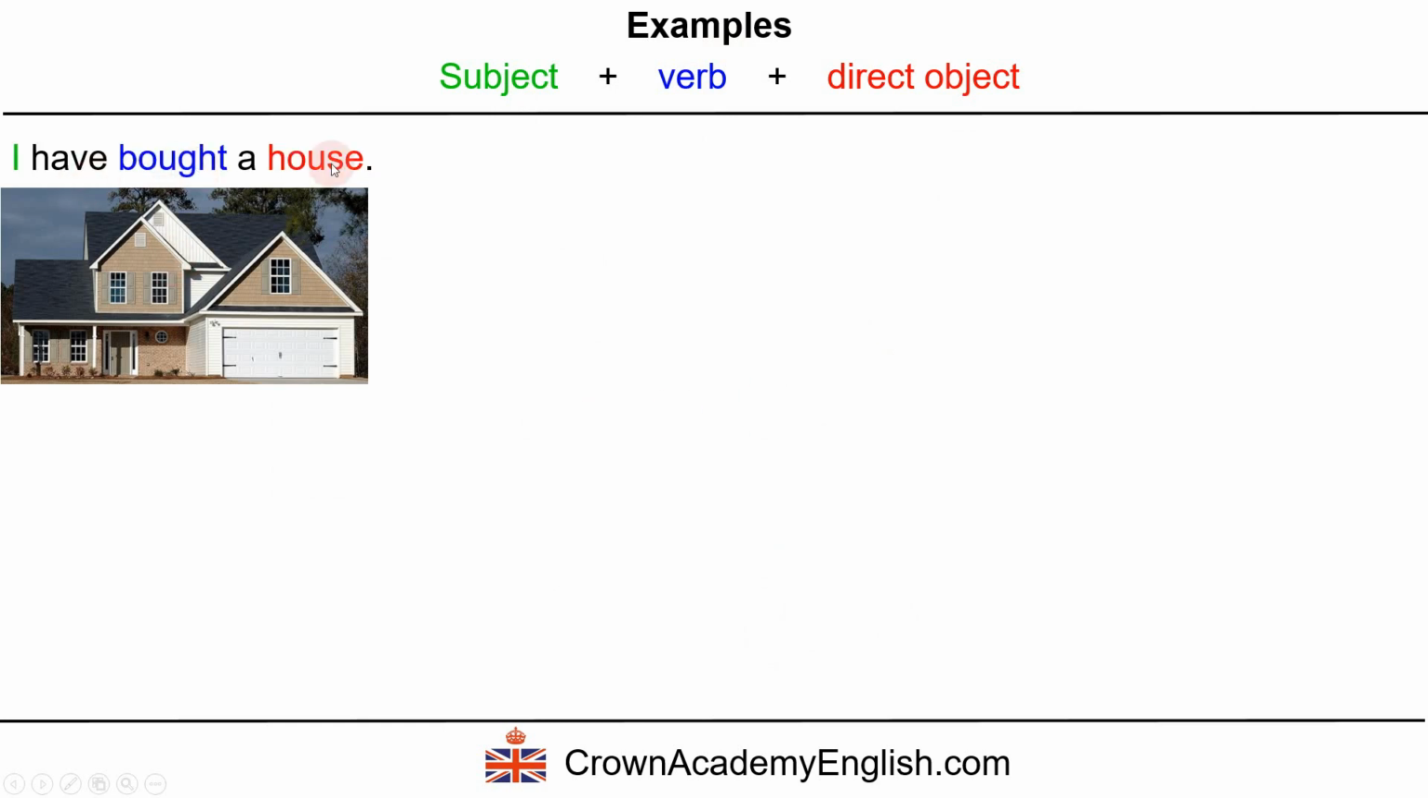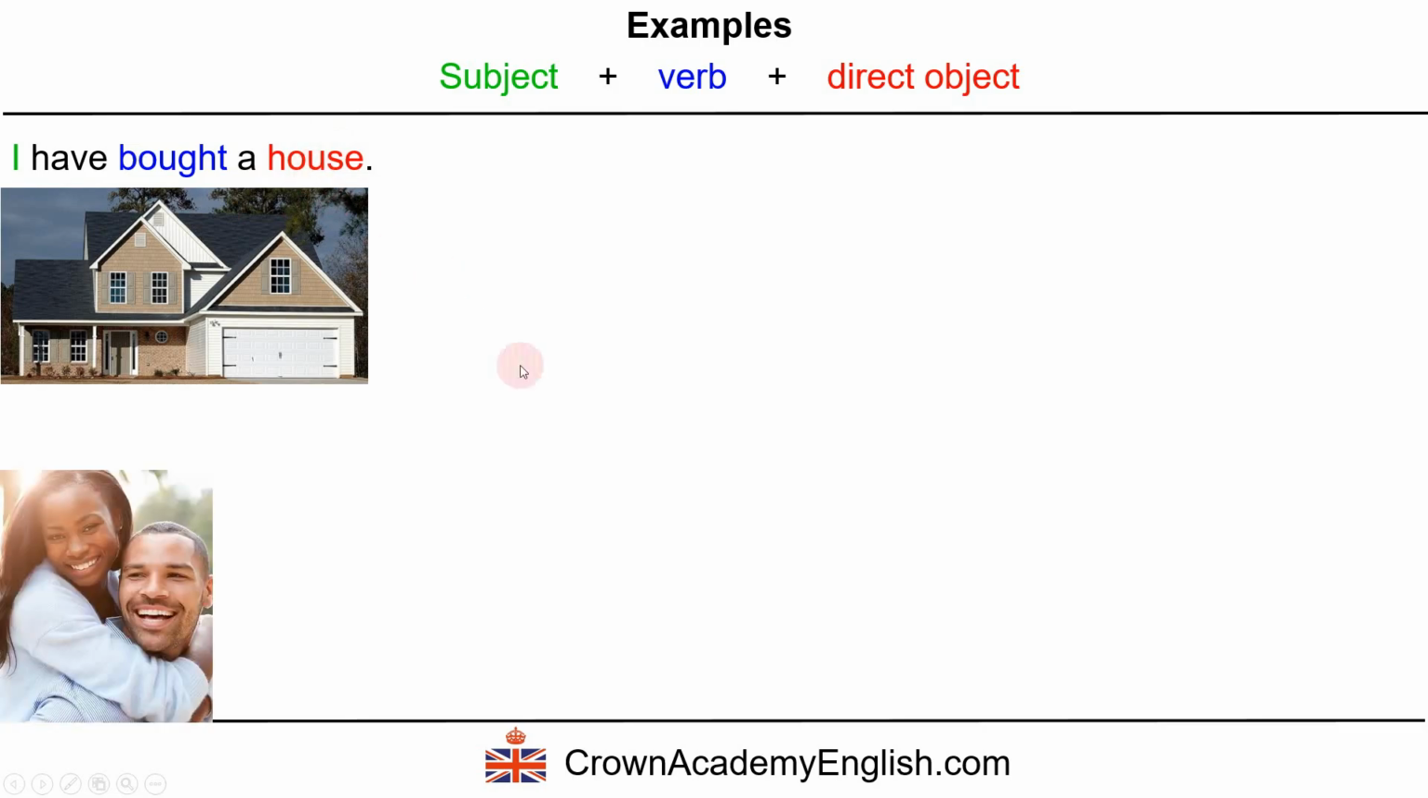I have bought a house. I is the subject, have bought is the verb, and house is the direct object. So let's ask our question. What have I bought? And the answer is a house. So house is the direct object. Jane loves Mark. Subject, verb, direct object. Now this is a person, so we ask the question whom? Whom does Jane love? And the answer is Mark. Therefore, Mark is the direct object.